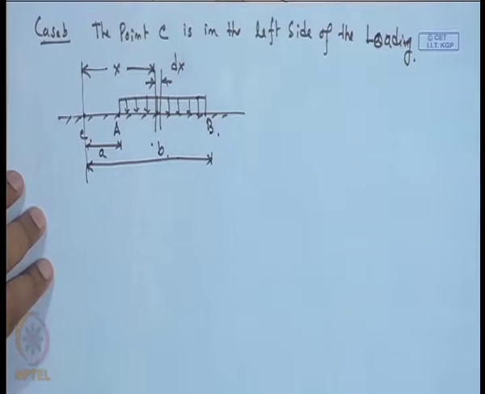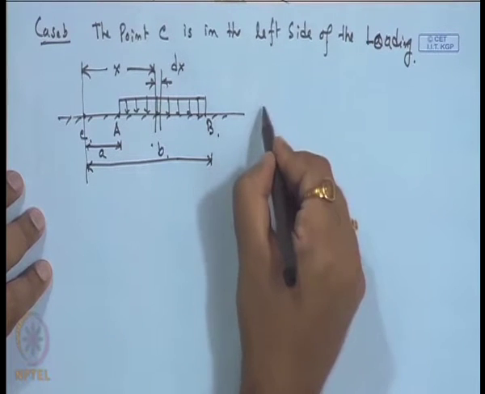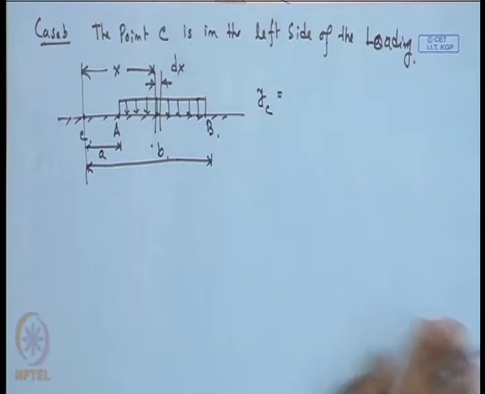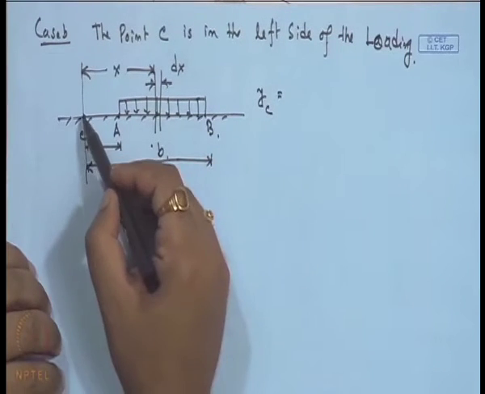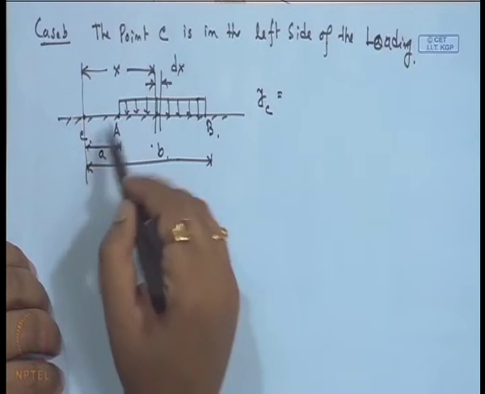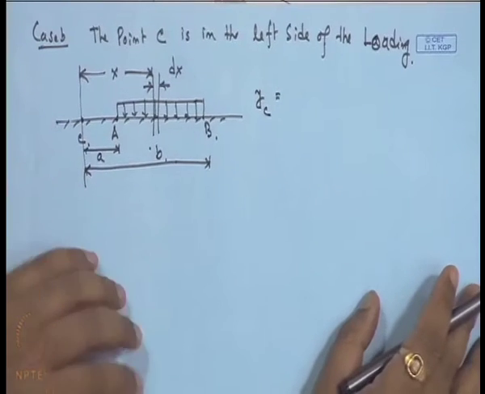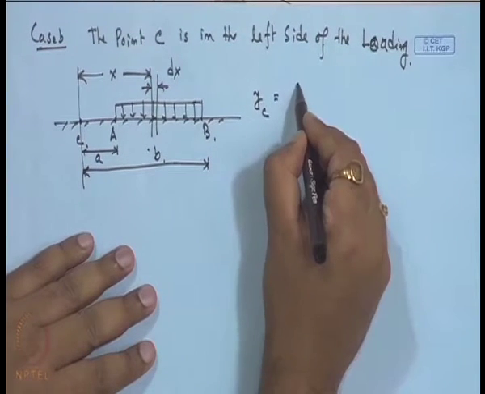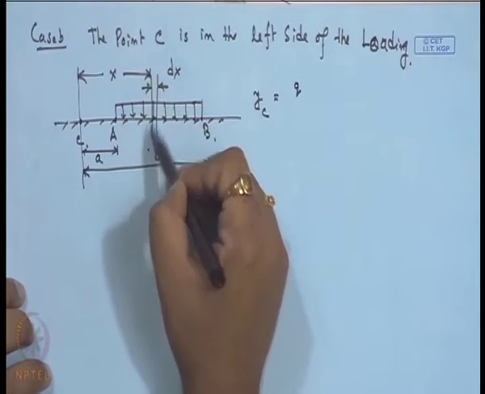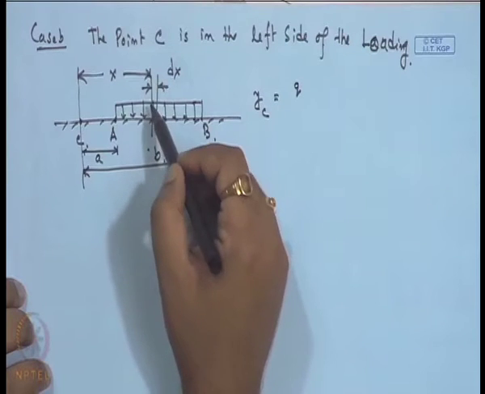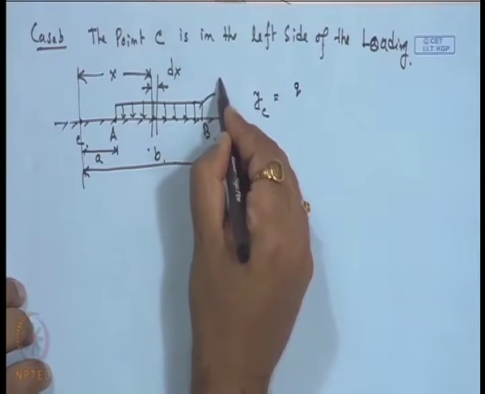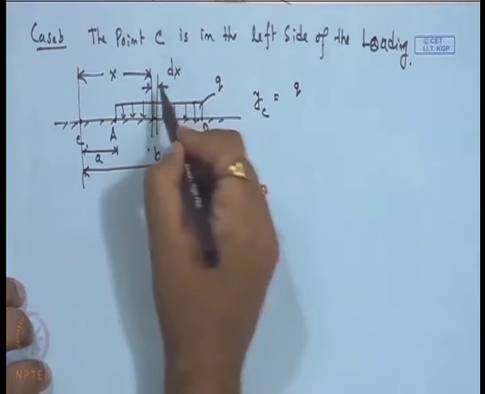So, here we can get y_c, the deflection of point C, because we have taken three conditions of point C: one, C is within the loaded region; two, C is on the left side of the loaded region; and three, C is on the right side of the loaded region. Again we can consider each point as a concentrated load, where the concentrated load value will be q into dx, because the intensity is again q.